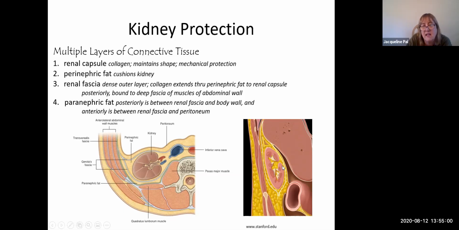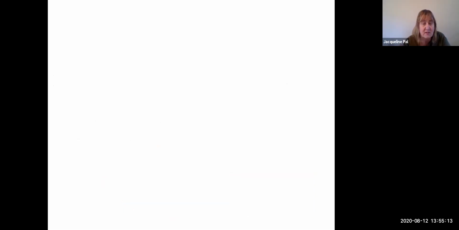And so you can see the same thing on the right picture, anteriorly close to the peritoneal cavity, posterior close to the abdominal pelvic wall. So those are the 4 layers of protection for the kidney. And so I hope you come back soon as we start our exploration of the anatomy of the kidney.